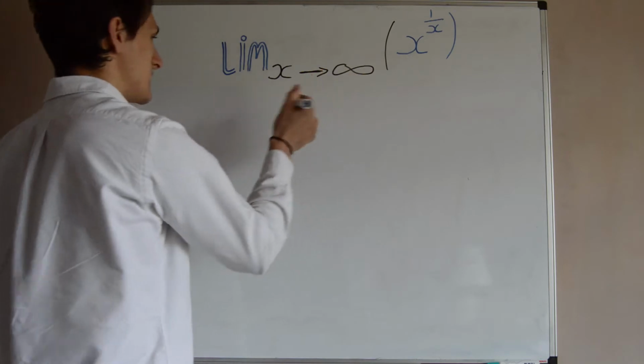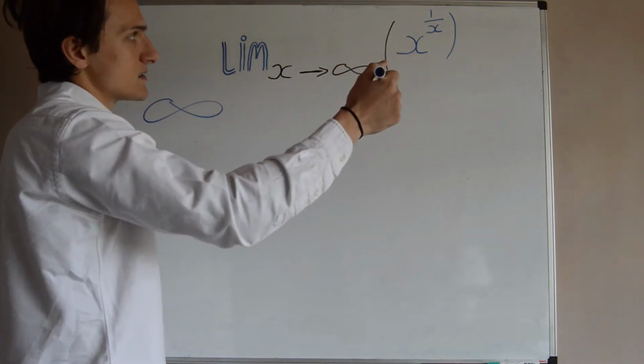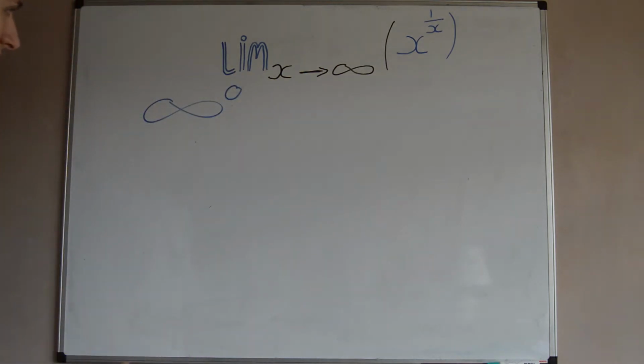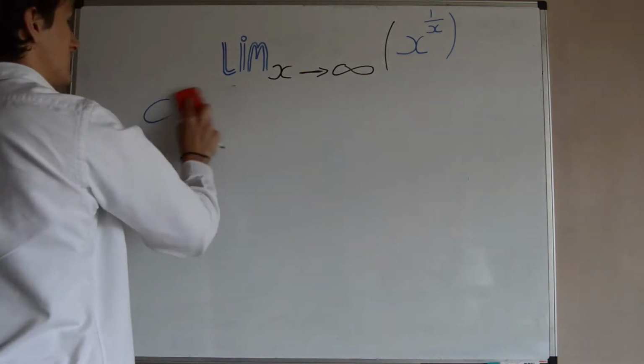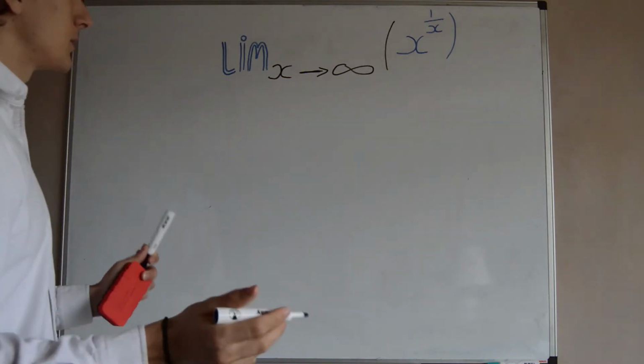As x goes to infinity, it's going to go to infinity, and 1 over x, as x goes to infinity, goes to 0. So you have something of the form infinity to the power of 0. Okay, and that's weird, we don't know what's going to happen there. It could be 1, could be 0, could be e, could be anything.